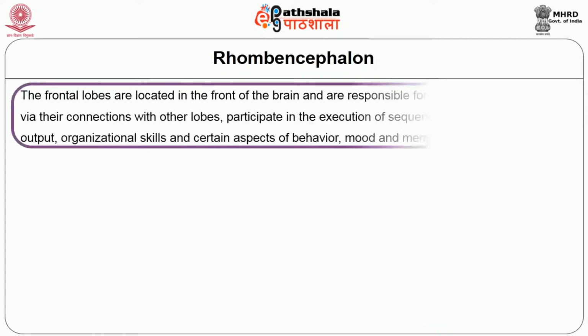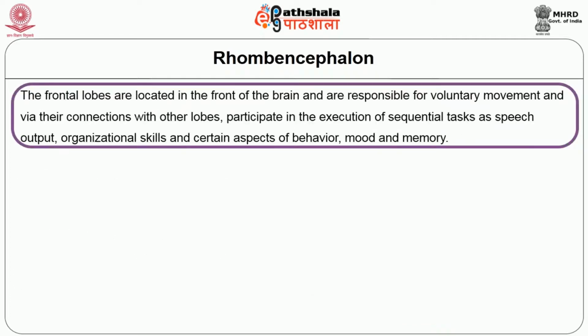The frontal lobes are located in the front of the brain and are responsible for voluntary movement, and via their connections with other lobes participate in the execution of sequential tasks such as speech output, organizational skills, and certain aspects of behavior, mood, and memory.